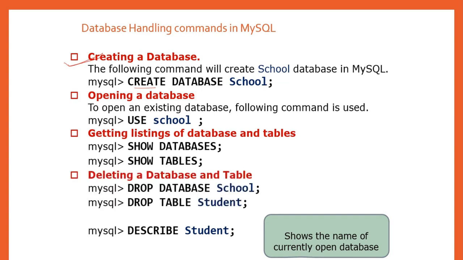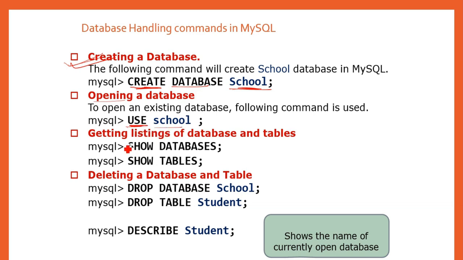So to create a database, we need to use the create command, and this comes under DDL commands. We have to write create database, then the name. Suppose I have to create a database with the name school, so I will write create database school. Suppose how to open the database? If the database is created, we can use the use command. So we have to write use, then the database name.